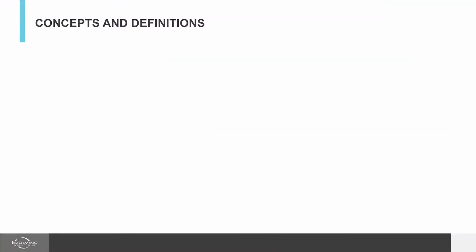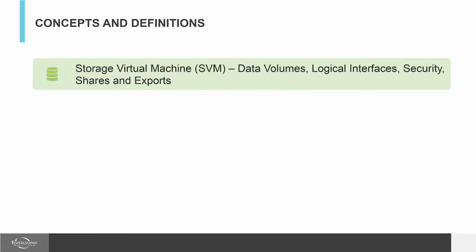A couple concepts and definitions I want to cover before we get into it. A storage virtual machine is where all your data volumes, logical interfaces, security, shares, and exports for each one of those volumes live. A storage virtual machine allows for multi-tenancy within the same physical hardware, allowing for Active Directory domains, networks, and protocols, all on different storage virtual machines.